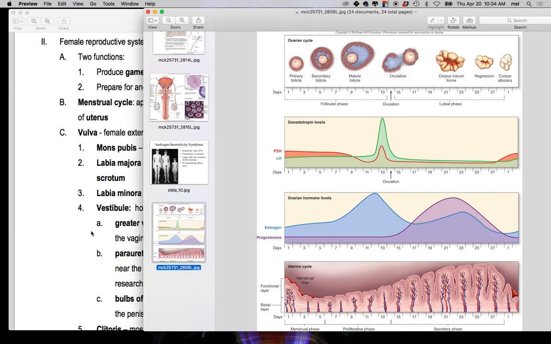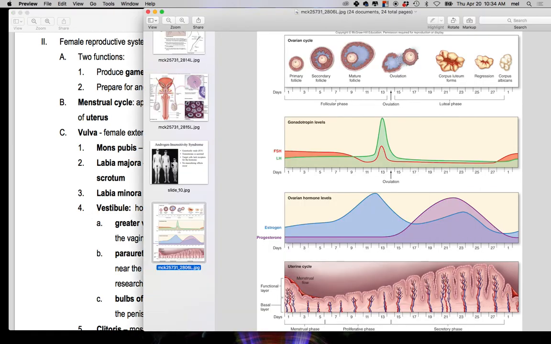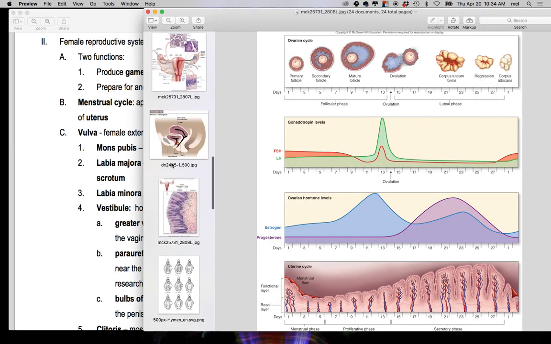Most birth control pills are either progesterone only or a combination of estrogen and progesterone. It depends on what your body actually can handle. Okay, so we'll come back to the menstrual cycle just a little bit. So let's go to the female external genitalia.